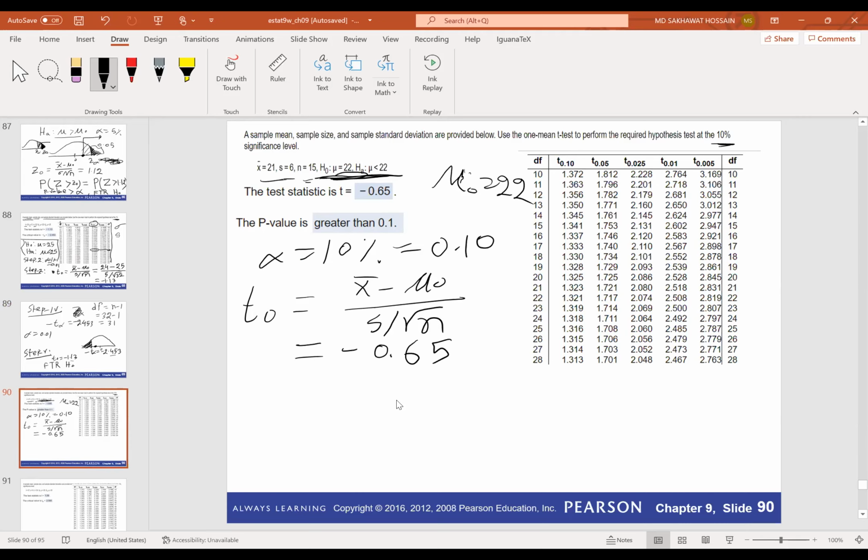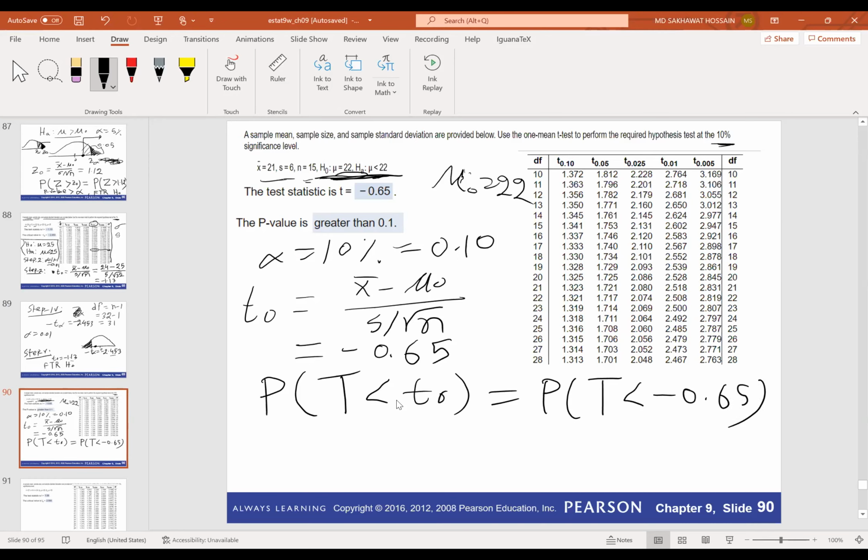Okay, so now we will find the p-value. Instead of comparing the test statistic and the critical value, you will find the p-value. So you do not need to find the critical value in this case, because we are going to use the p-value approach. So you need to find the probability. What will be the p-value? Since this is less than, it will be t less than t0. That means probability of t less than negative 0.65.